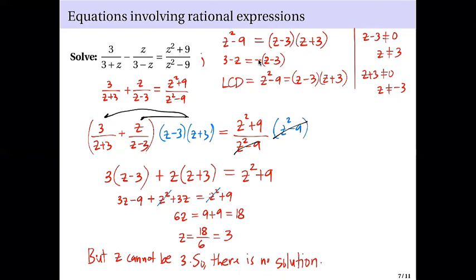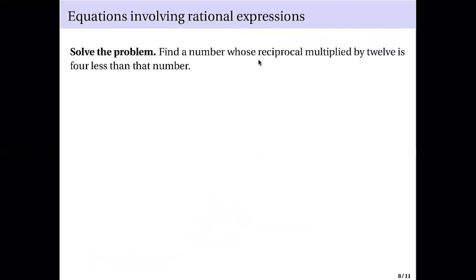Other questions? Okay. So next problem here. Find a number whose reciprocal multiplied by 12 is 4 less than that number. So find a number whose reciprocal multiplied by 12 is 4 less than that number.